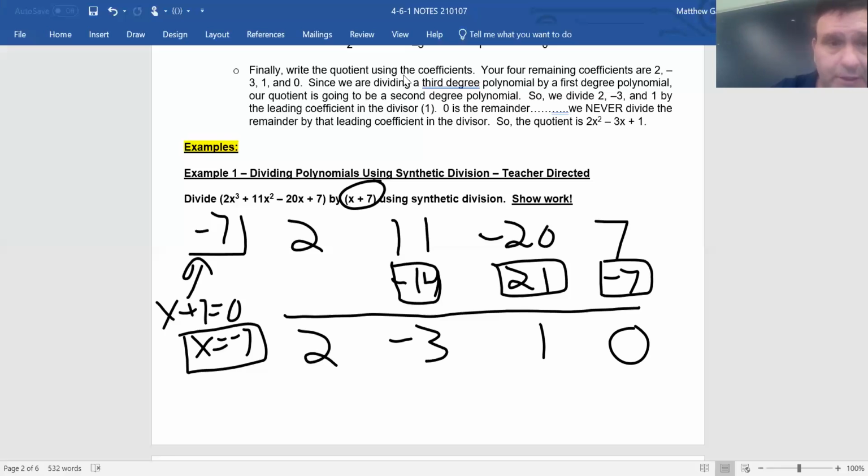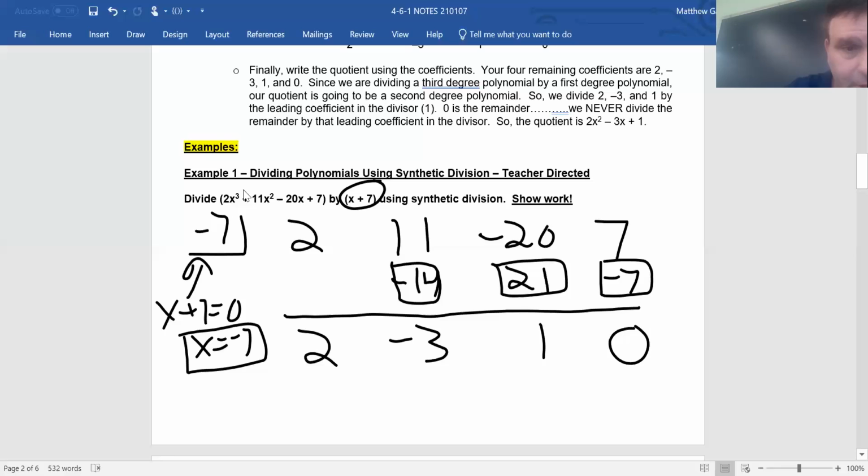So read this last step here. Finally, write the quotient using the coefficients. Okay, your remaining coefficients are 2, negative 3, 1, and 0. So we divide these by 1. So the reason why we divide it by 1 is 1x. So you can just leave these alone. We never divide the remainder by that leading coefficient in the divisor. It's never, ever.